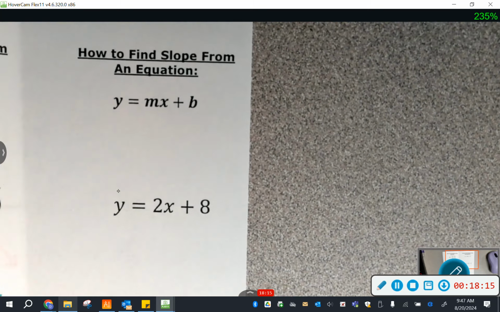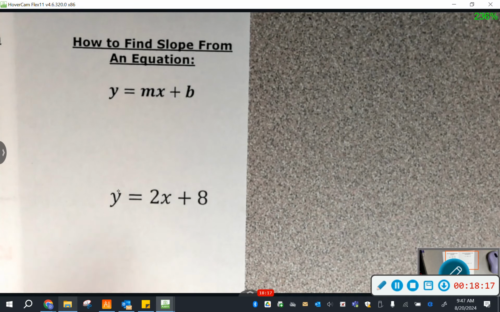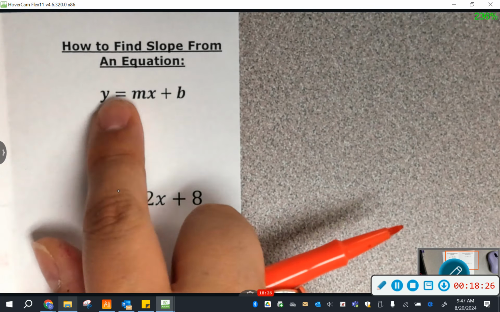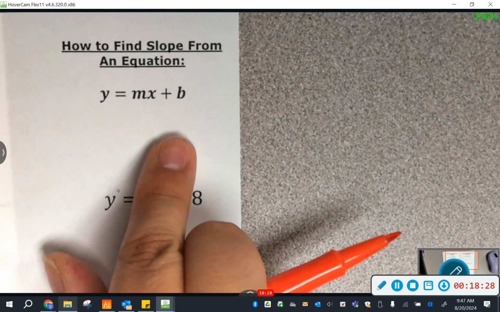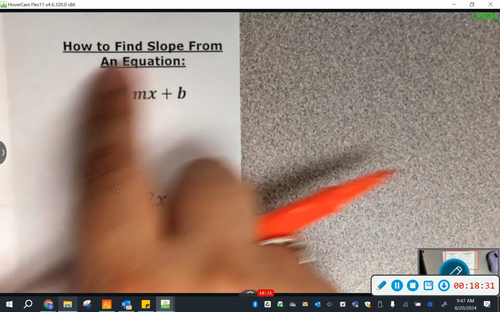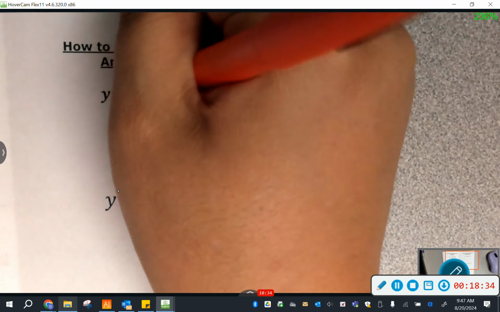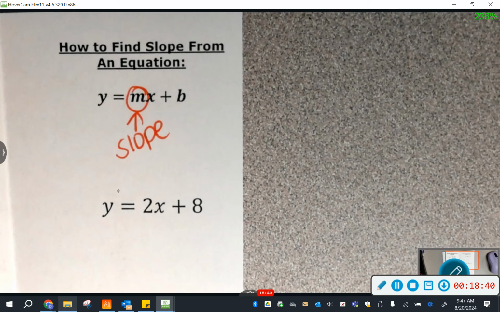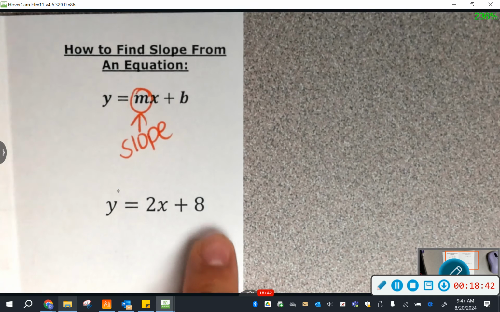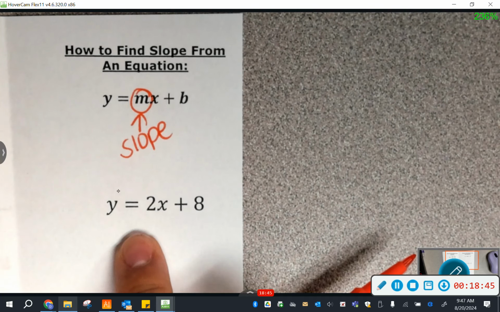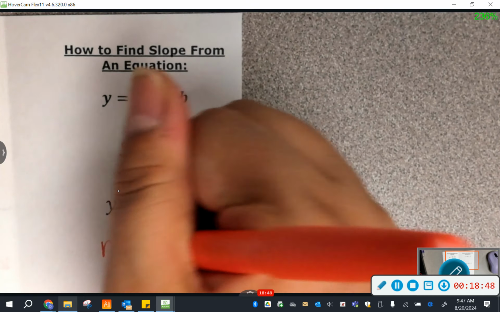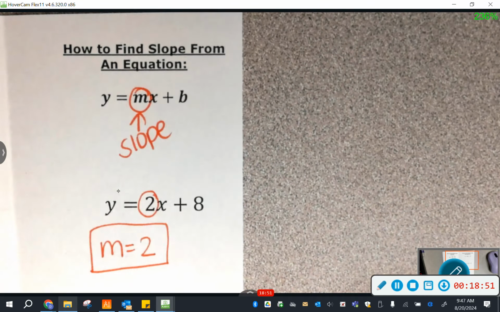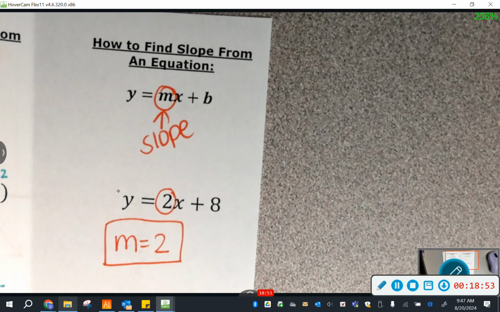How do you find the slope from an equation? What if I were to give you y equals 2x plus 8? What is my slope? Well, y equals mx plus b. What's the slope? Yeah, from there. Hold on, sorry. What's the slope here? M. M is your slope. So please make sure you only put the number. Don't tell me the x. The slope is just the m. So y equals 2x plus 8. What's my slope? Just 2. So m equals 2.